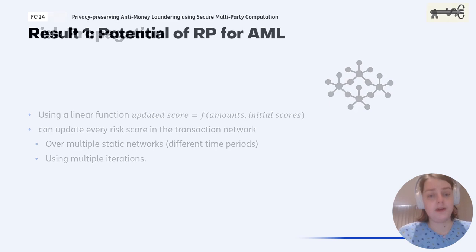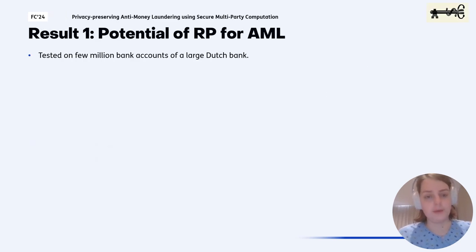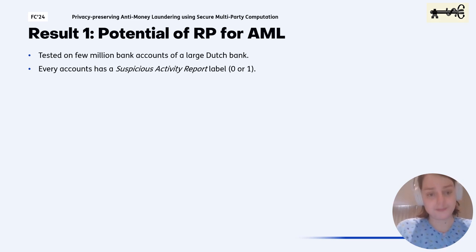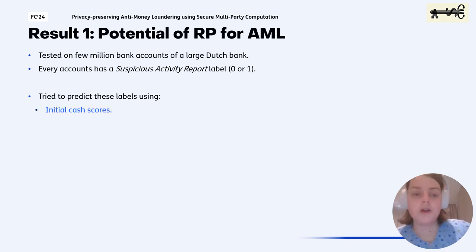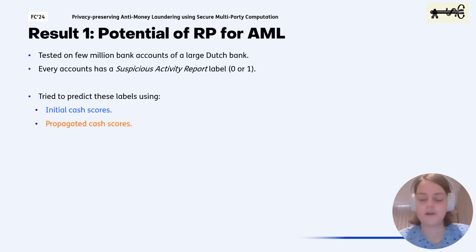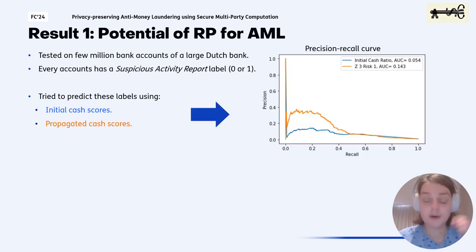Well, this is what we have done and gives us result one, which is the potential of risk propagation for anti-money laundering. And we tested this algorithm on a few million bank accounts of a large Dutch bank. And what we did is we gave every account a suspicious activity report label, 0 or 1. We tried to predict these labels using the initial cash scores and using the propagated cash scores. And well, if you try to predict that, you can make a precision recall curve.